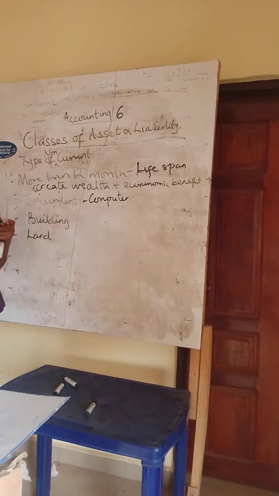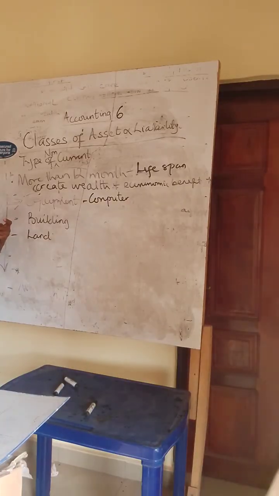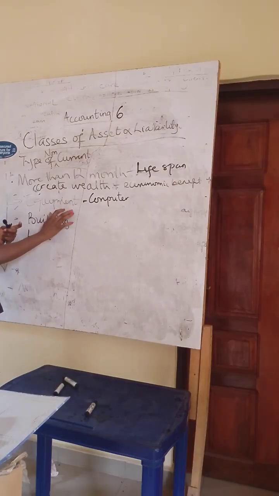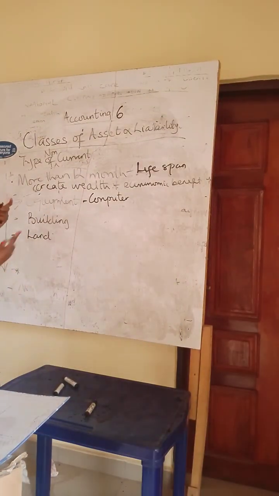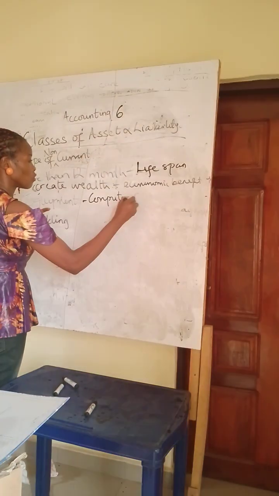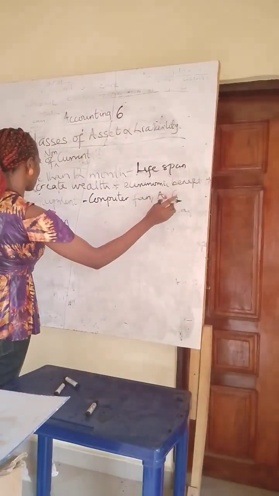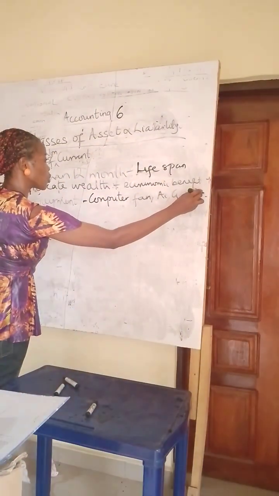Are we together? So things that you purchase to use in your business to enable you to create wealth, to enable you to do the work, are non-current assets. An example is equipment. Our computer is an example of equipment. You have your fan, it's also equipment. If you have fans or AC in the office, even a generator, are we together? All these are equipment that are helping you create wealth.